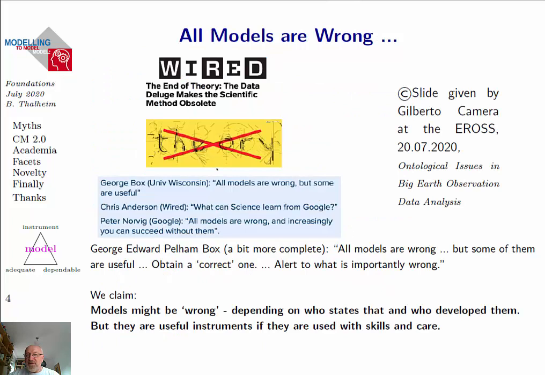Let me start with a statement that comes up quite often. George Edward Pelham Box is often cited with: all models are wrong, but some of them are useful. Obtain a correct one, alert to what is importantly wrong.